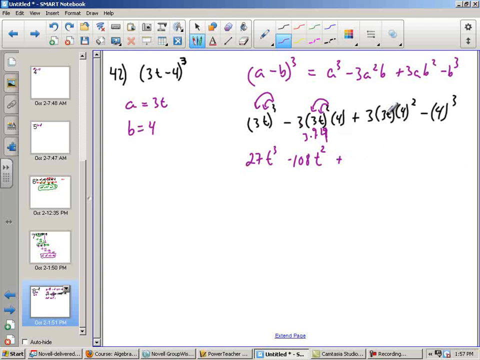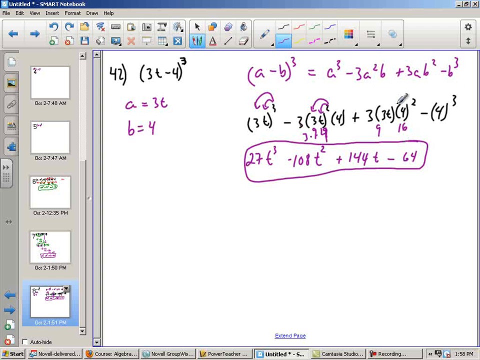All right, so plus 4 squared is 16 times, well, 9, because 3 times 3 is 9. And that gives us 144. So I have 144t. And then 4 to the third power is 64. This right here is my answer.